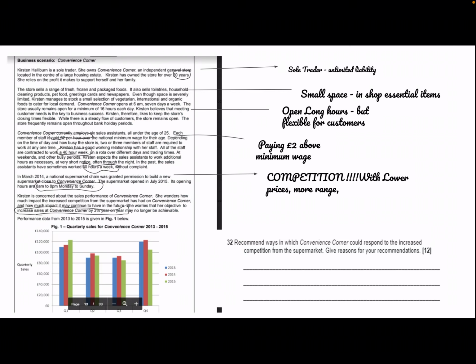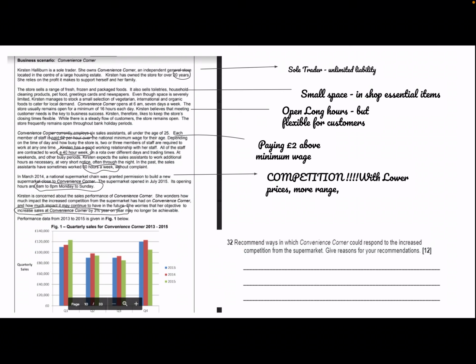But what she has done is obviously filled it with as much stock as possible. And in addition to what we would class as shop essentials like milk and papers and bread, she has managed to actually stock a selection of vegetarian, international and organic foods to cater for local demands. So again, not sure whether this is going to be relevant, but it certainly builds the understanding of what this sort of business is.